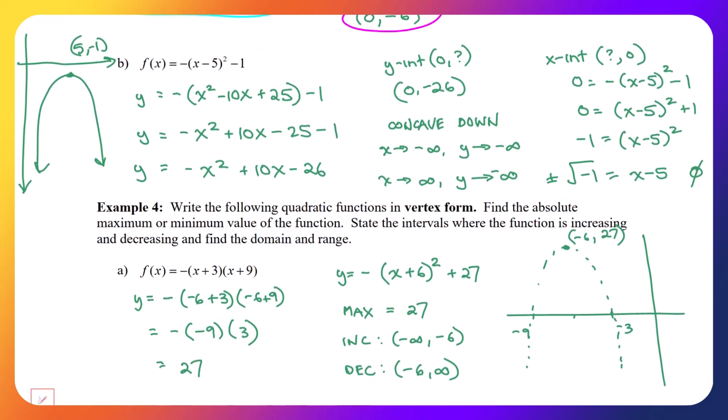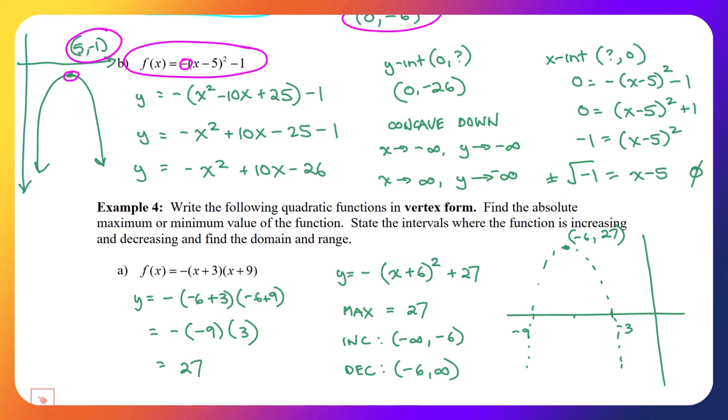This one is in vertex form. Let's take advantage of that. Do you see that the vertex is 5, negative 1? And do you see that it goes down? Well, 5, negative 1 is below the x-axis. So if you're looking for x-intercepts, it's not going to happen. There aren't any x-intercepts.